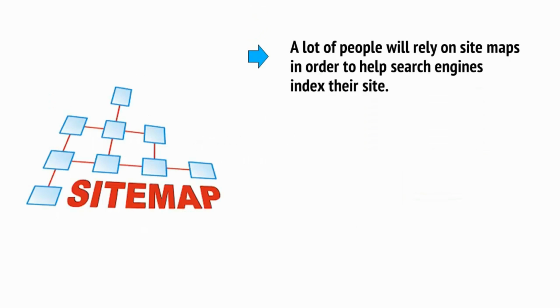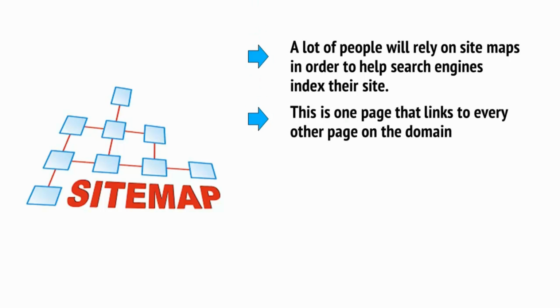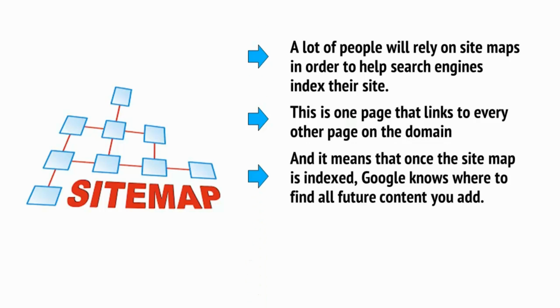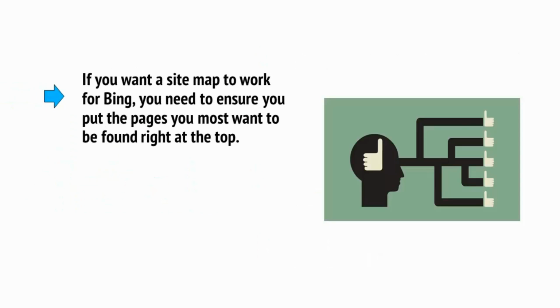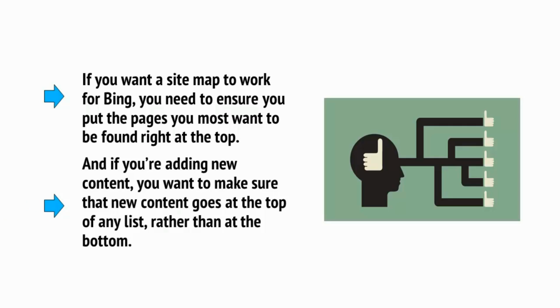For instance, a lot of people will rely on sitemaps in order to help search engines index their site. This is one page that links every other page on the domain, and it means that once the map is indexed, Google knows where to find all future content you add. But this won't work for Bing if it's only reading the top segment of the page. If you want your sitemap to work for Bing, you need to ensure that you put pages you most want to be found right at the top. And if you're adding new content, you want to make sure that new content goes at the top of any list rather than at the bottom.